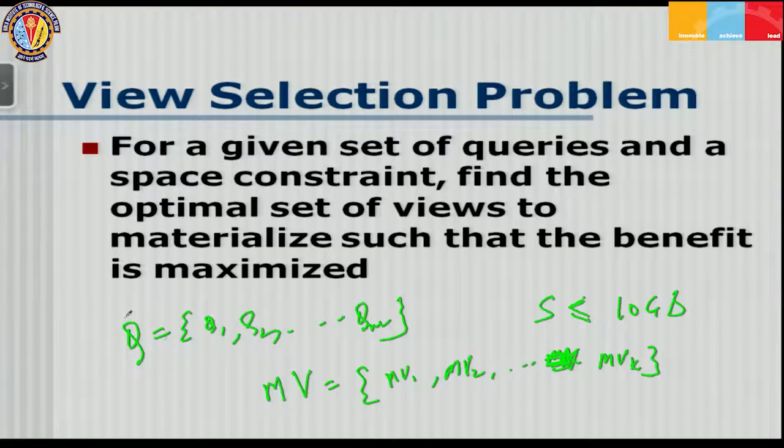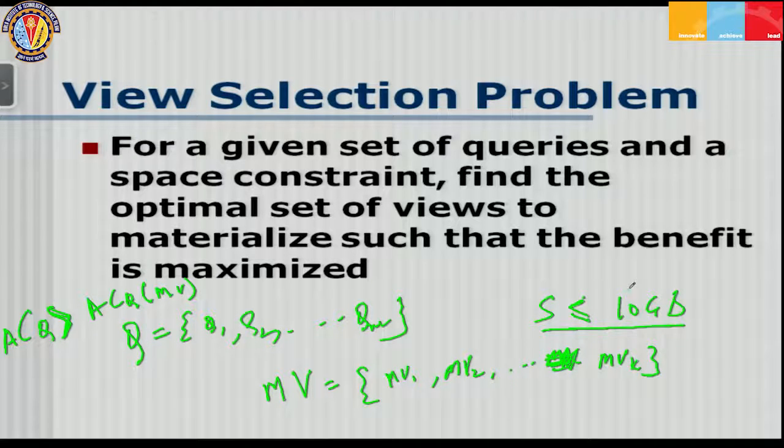this set of queries would have a cost, and there will be an average cost of Q. In the presence of these materialized views, I want to make sure that the average cost which I incurred without the materialized views is more than the average cost of Q in the presence of MV. So this is the objective, and I'm just working with a space constraint.